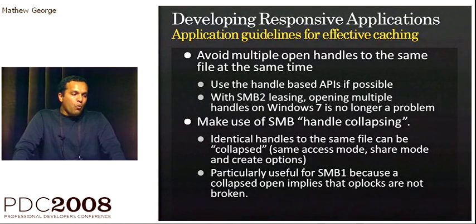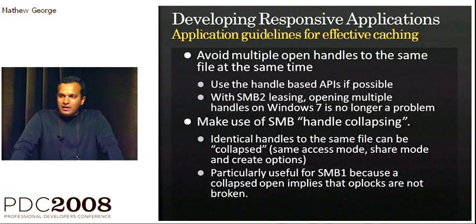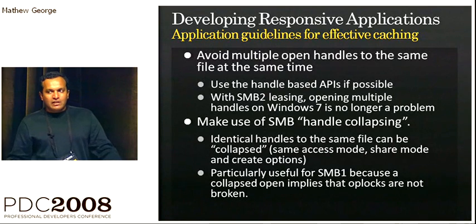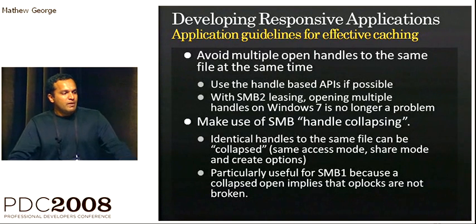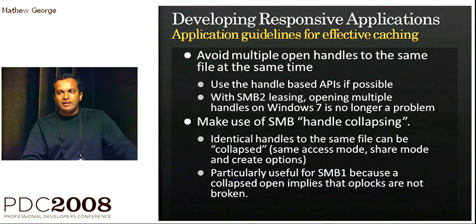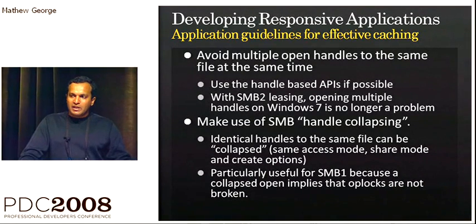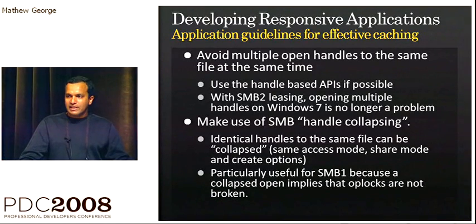And in the SMB1 case, this is particularly interesting because if you do not send a second open to the server, you are essentially preserving your caching. So handle collapsing is an important thing to remember, and it's particularly useful for SMB1 as well as SMB2 on Vista and Windows 2008. With Win 7, it's not so much of a problem because even if you open multiple handles, you can still retain caching.